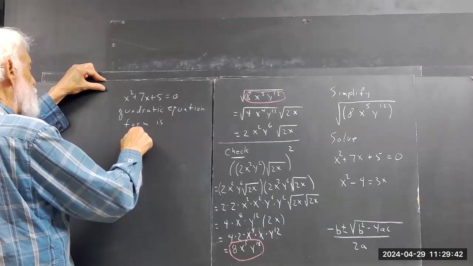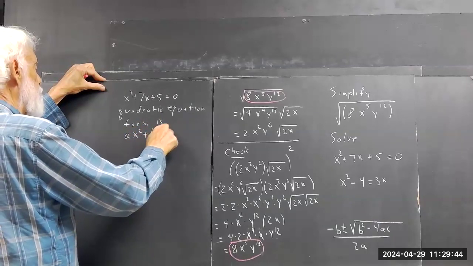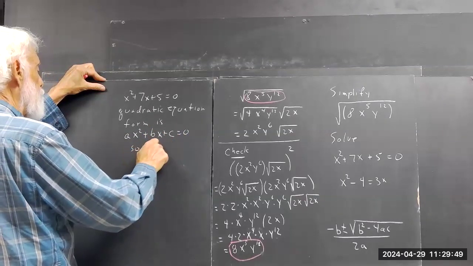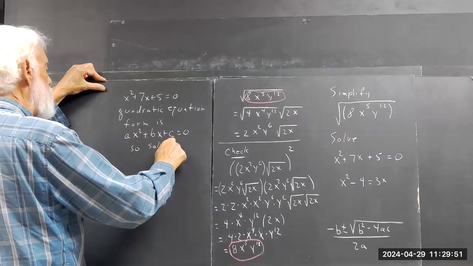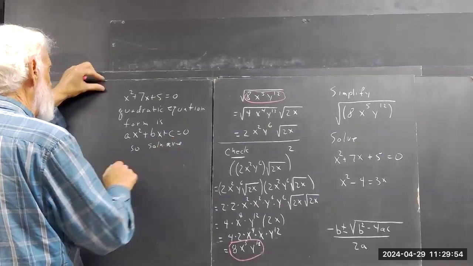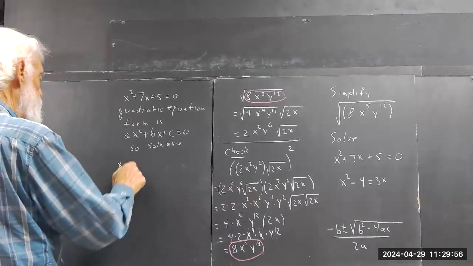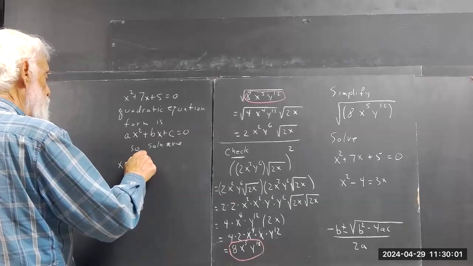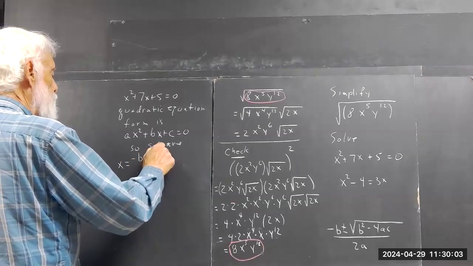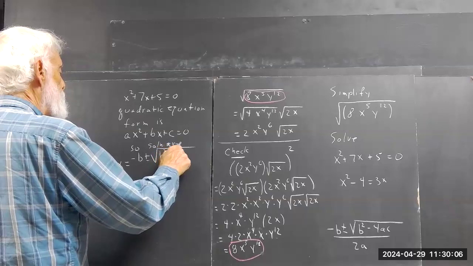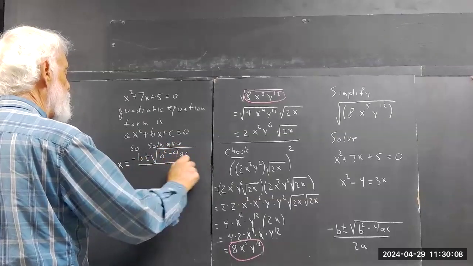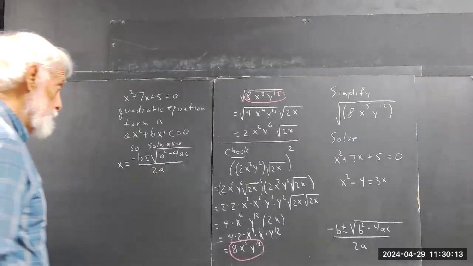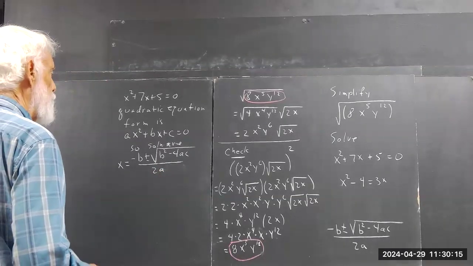The form is ax squared plus bx plus c equals 0. So solutions are by the quadratic formula, which I wrote down right there: negative b plus or minus the square root of b squared minus 4ac, all divided by 2a. Now we have to identify a, b, and c.